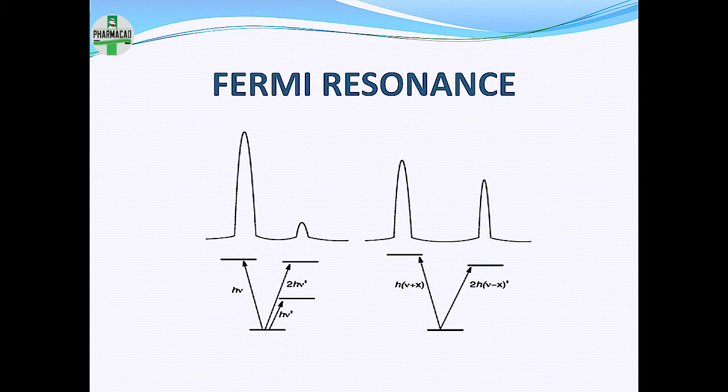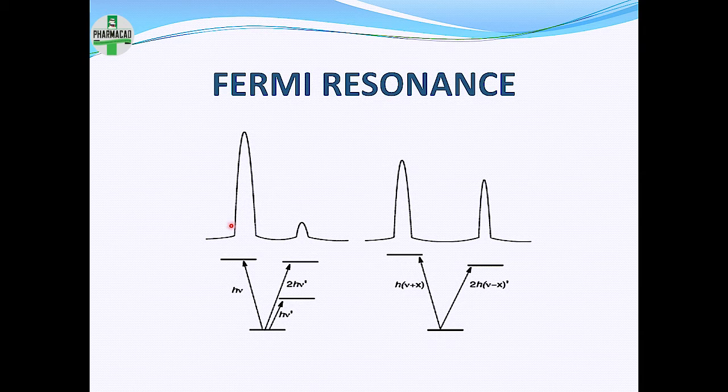So let us move on to a phenomenon called the Fermi resonance. So when does a Fermi resonance occur? As the name suggests, resonance, that is transition from the lower energy state to higher energy state. So basically when an interaction occurs between fundamental, overtone or combination bands, then such a phenomenon will be called a Fermi resonance.